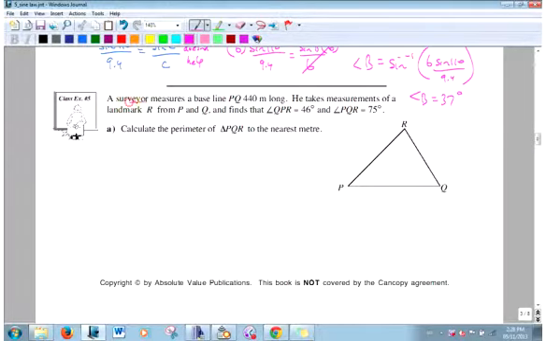Yeah, let's do this one. A surveyor measures baseline PQ. That's 440. He takes measurements of a landmark R from P and Q, and angle QPR is 46. Which one's that? QPR. Okay? Again, look at the middle letter. Sometimes that helps. P. And PQR is 75.